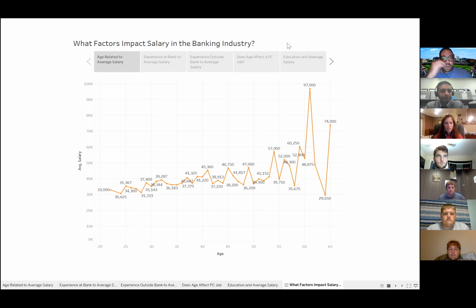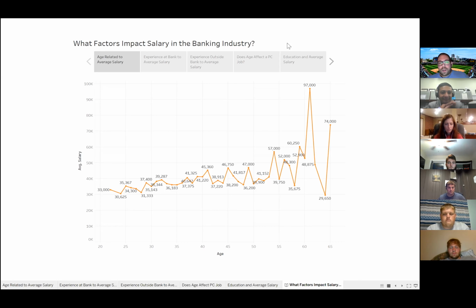And so our overarching question is what factors impact salary in the banking industry. We actually looked at average salaries, and so for our first one, I can speak to, we wanted to look at does the data seem to present age in relation to average salary?